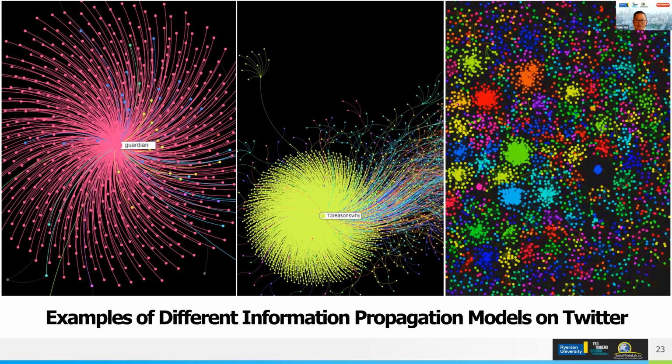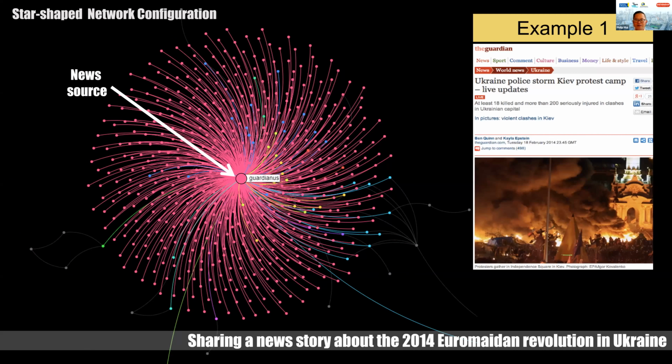Different types of interaction on social media may produce different network configurations. Here are 3 examples that I'm going to quickly run through. The first one is an example of a news sharing network from a single source on Twitter. As more and more people retweet the news story from The Guardian, for example, about the Euromaidan revolution in Ukraine, their retweeting behavior forms what we would call a star-shaped network configuration with the newspaper account at the center of the network.